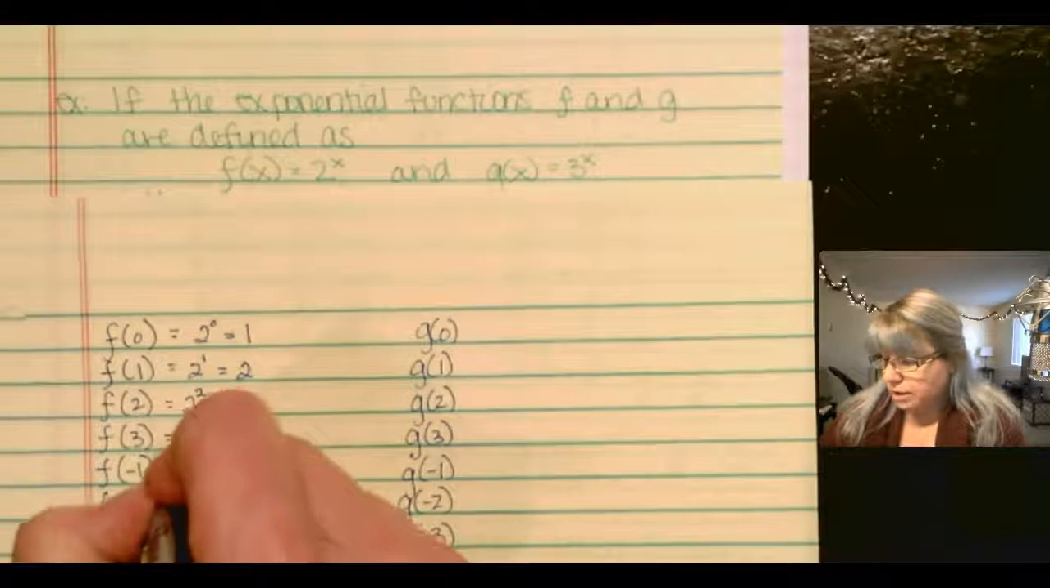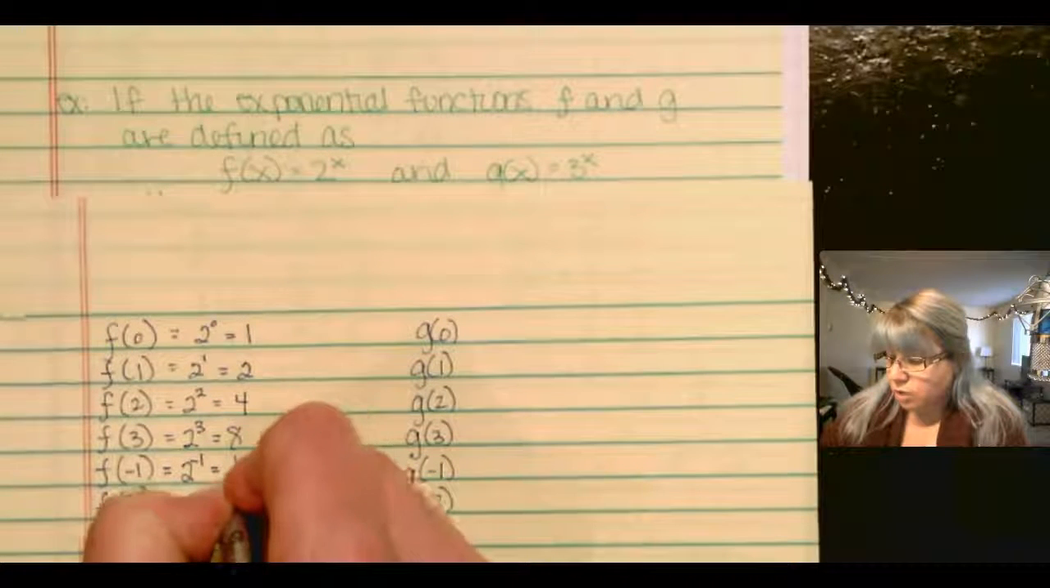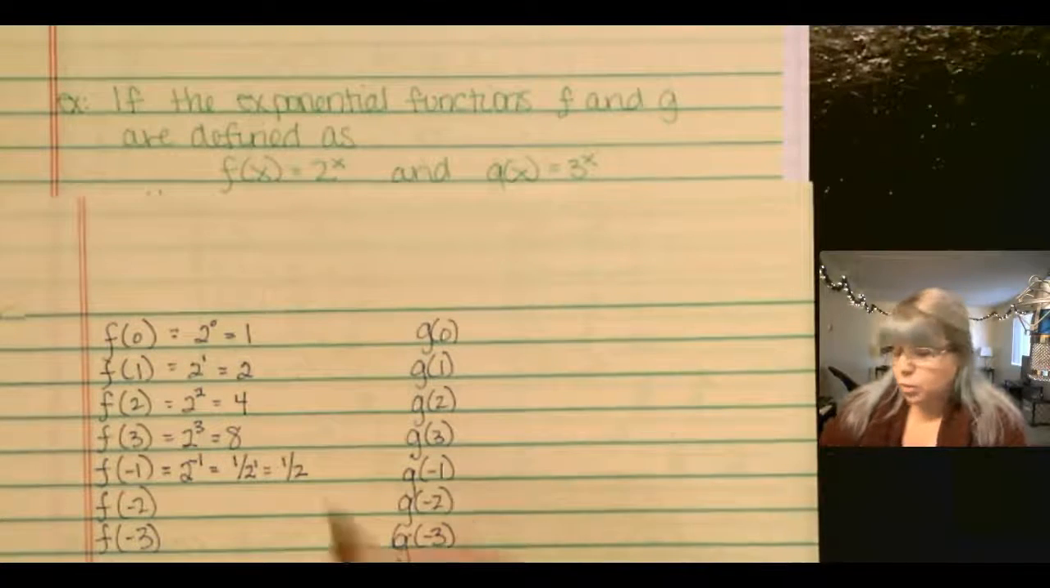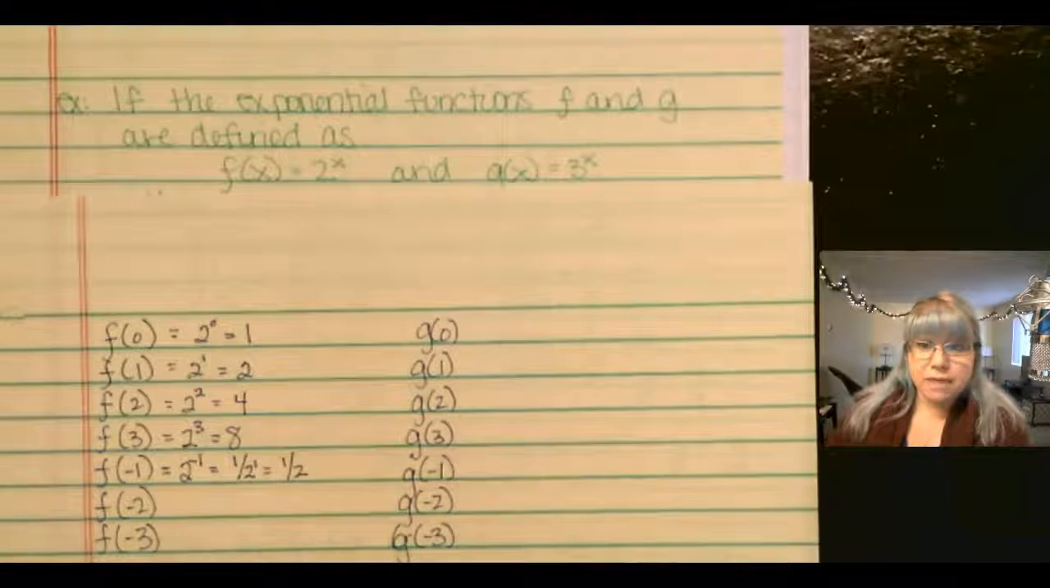f of negative 1 is 2 to the negative 1, which is 1 over 2 to the first, which is 1/2. When we need to change the exponent from negative to positive, remember we cross that fraction bar.